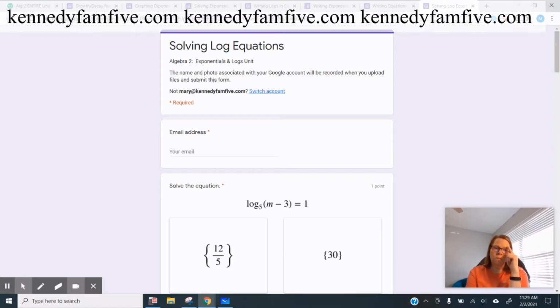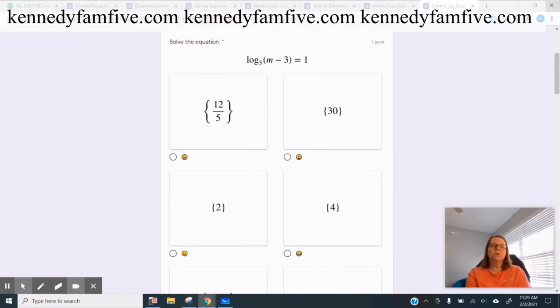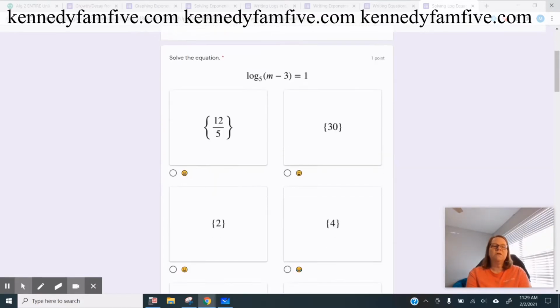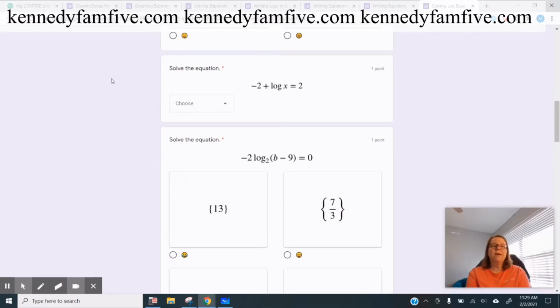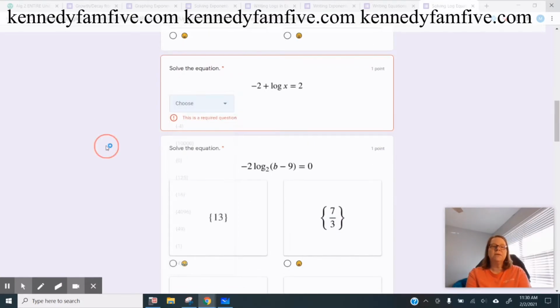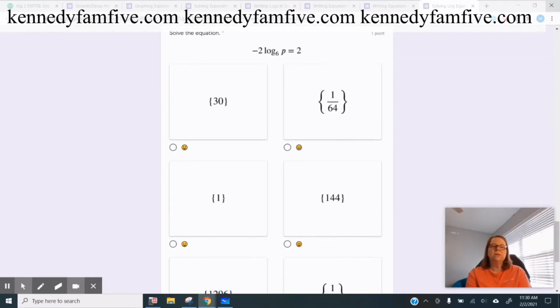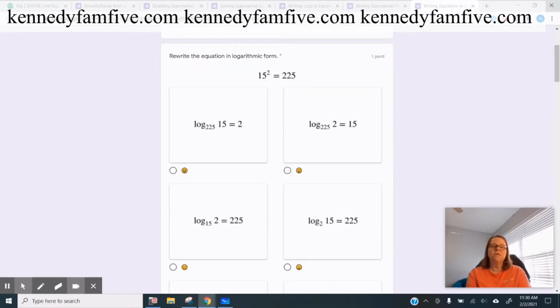If you take a look at my settings that I'll put up here, I'll try to remember to do that. I always set it so that the questions get shuffled so the kids are not seeing them in the same order, and the answer choices for the most part get shuffled as well. And so this is solving log equations. They have 6 choices on that. This is a drop down, 6 answer choices, and writing equations in log form.